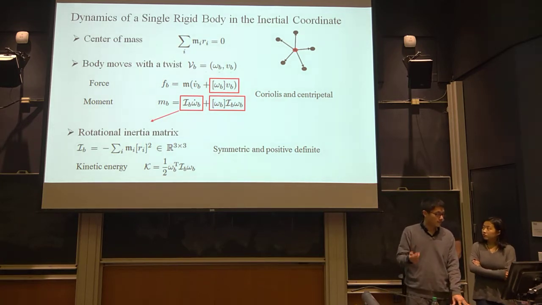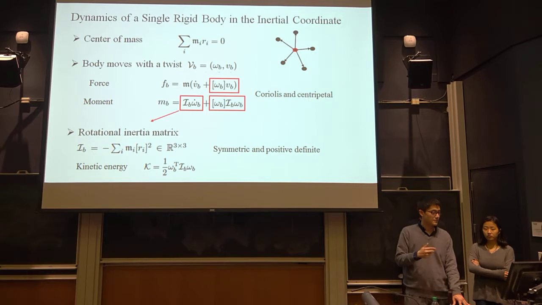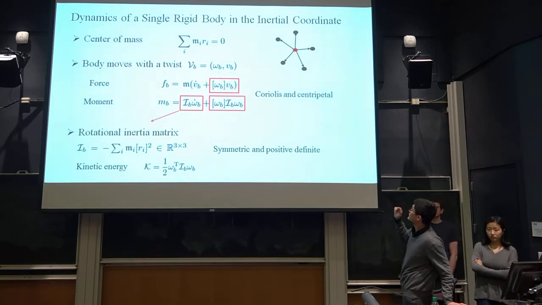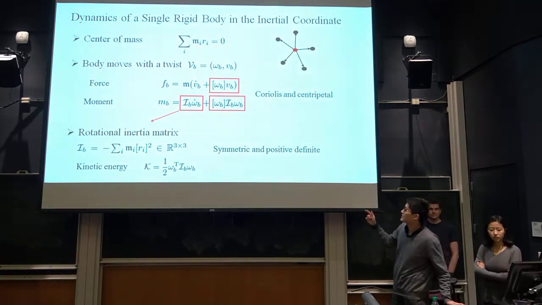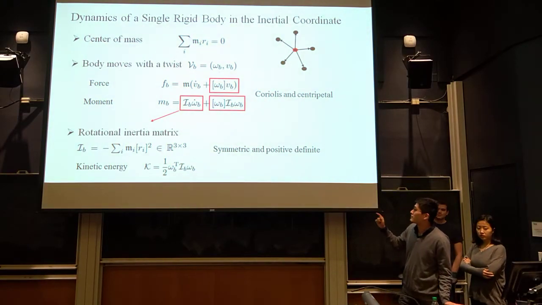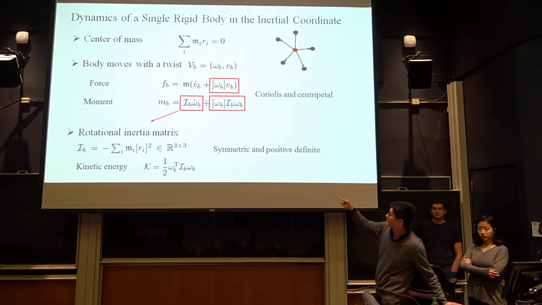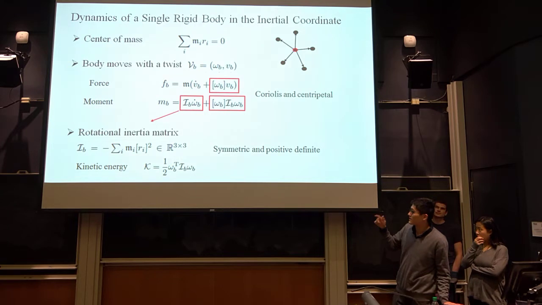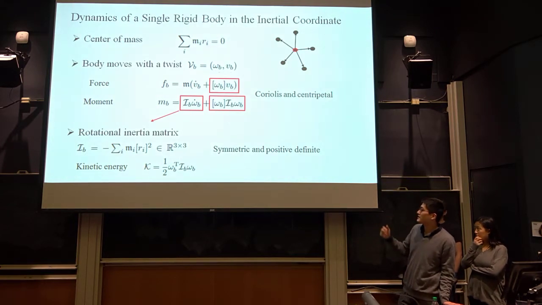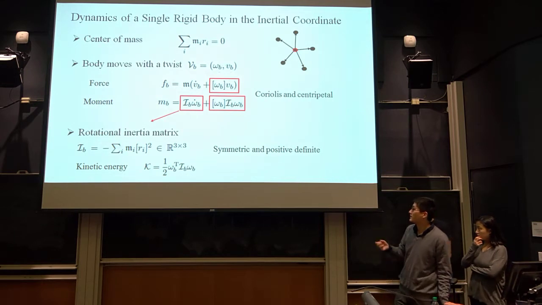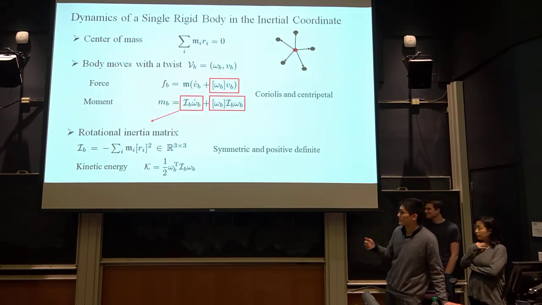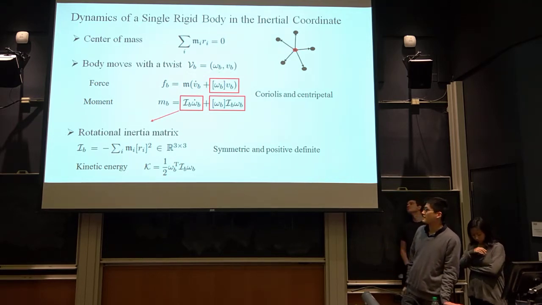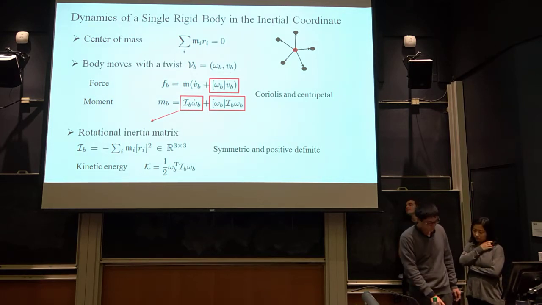And then in the body frame, we can easily write the force and moment. In the force, we can see the Coriolis and centripetal terms. And in the moment, the term I want to mention is I_B times the dot omega_B. So what is I_B? It's the rotational inertia matrix. It characterizes the rotational property of our rigid body. This is a 3x3 matrix, which is symmetric and positive definite. And with that, we can calculate the rotational kinetic energy of our rigid body.